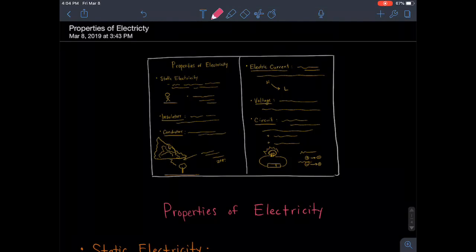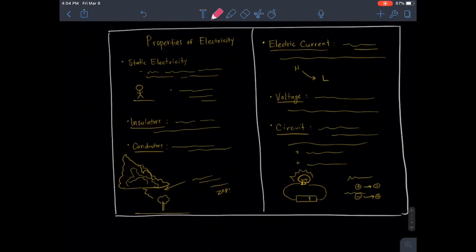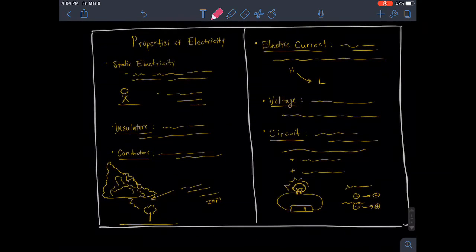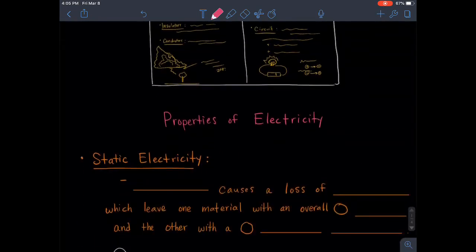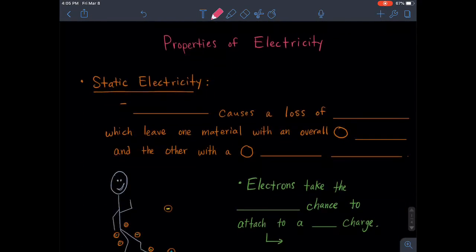All right, let's get started with some properties of electricity. So it's going to take 2 science notebook pages. You can see here our 2 pages. We're going to learn about the properties of electricity. We'll look at static electricity first, followed by electric current. So one is just like stationary electricity. That's why we would call it static. And the other one is in motion, and so that's why it has current. So let's get started. Properties of electricity.